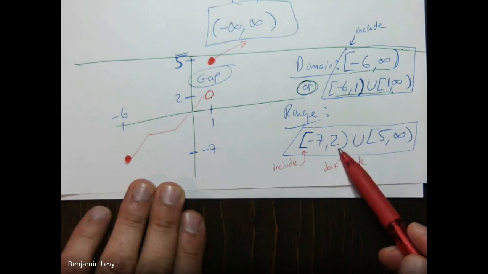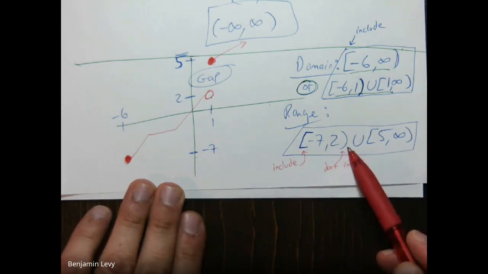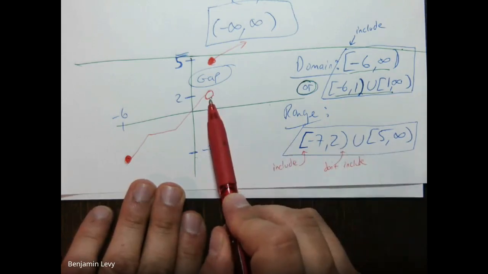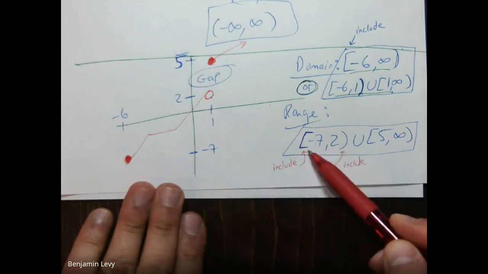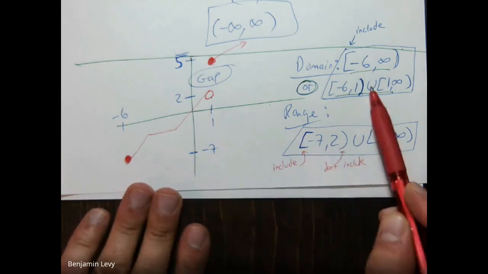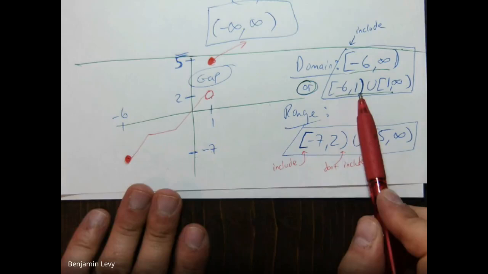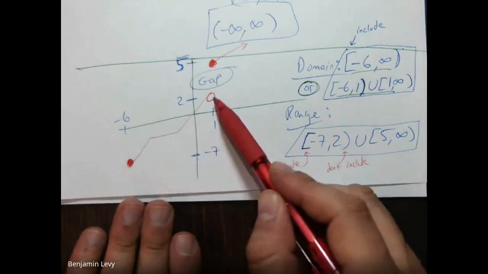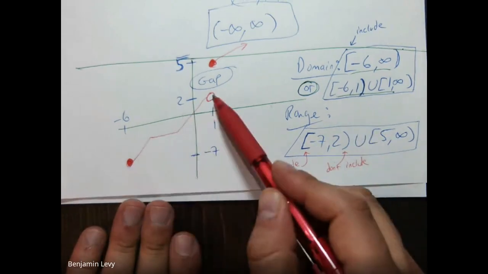Right. So the 2 gets a parenthesis because it's open, but the -7 gets a bracket because it's closed. Same thing. This is maybe a good one to look at, right? -6 to 1. This was closed. That one was open. Bracket, parenthesis.